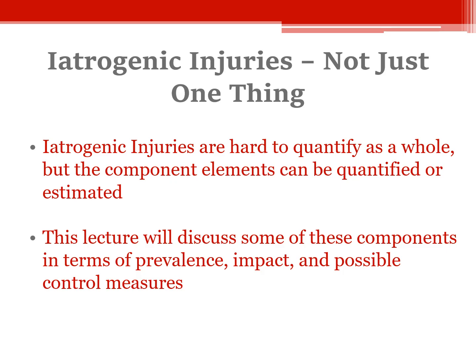We're going to talk about some of these components of what we call iatrogenesis or iatrogenic injuries in terms of their prevalence. As far as we know, some of them have not been directly measured and have to be indirectly measured, their impact, which we certainly can know, and again, possible control measures. We're going to start with one of the most clear and obvious examples of iatrogenic injuries, which is medical errors.